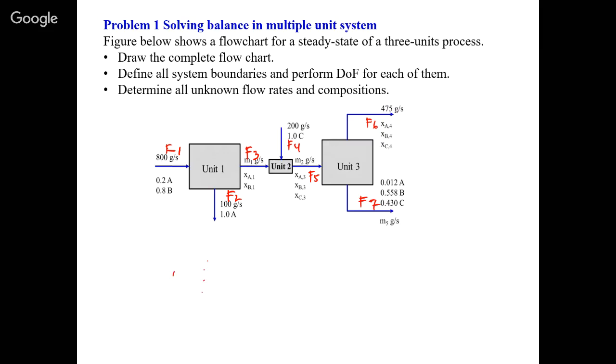So you get this unit number 1. You have F1 here, F2 here, and F3. Then we do the DOF.